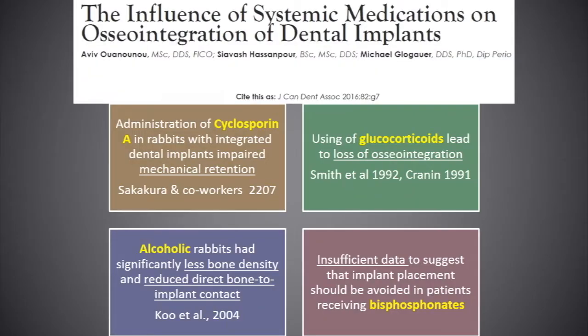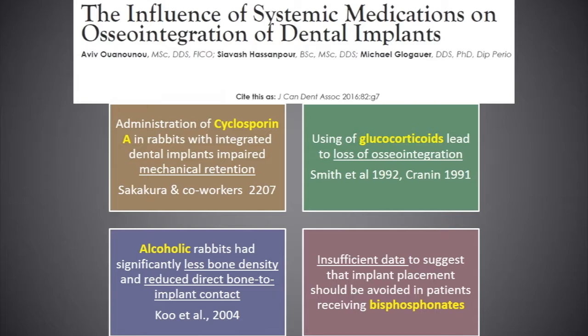From a systematic review and meta-analysis study by Strietzel et al. in 2007, it was found that smoking is a significant risk factor for dental implant therapy and augmentation procedures accompanying implantations. There are several systemic medications that are found to influence osseointegration of dental implants. Sakakura and co-workers found in 2007 that administration of cyclosporin A in rabbits with integrated dental implants had impaired mechanical retention. In 1991 and then again in 1992, it was found that use of glucocorticoids led to loss of osseointegration.